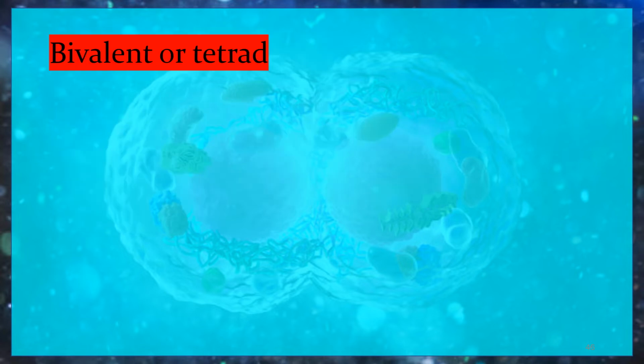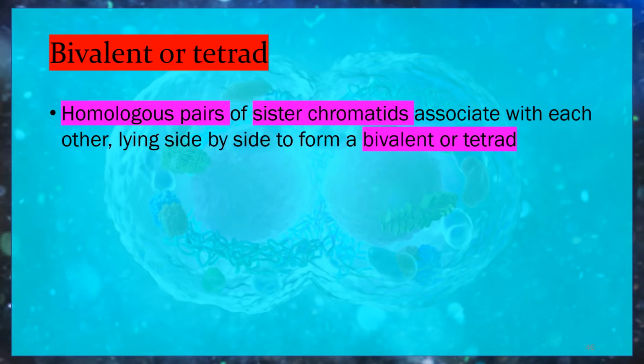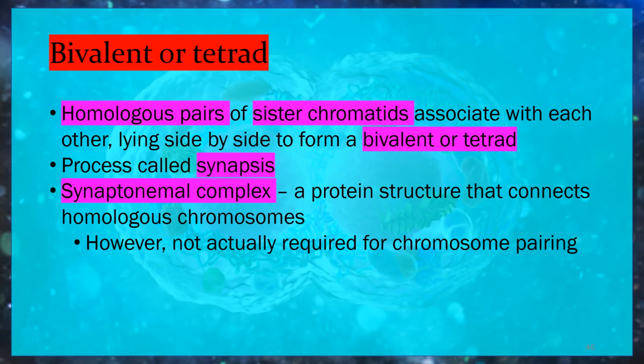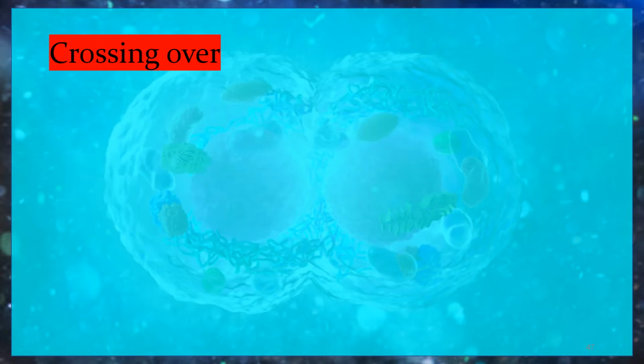A bivalent or tetrad is homologous pairs of sister chromatids that associate with each other, lying side by side to form a bivalent or a tetrad. This process is called synapsis. We also have the synaptonemal complex, which is a protein structure that connects the homologous chromosomes together. However, it's not actually required for chromosome pairing.